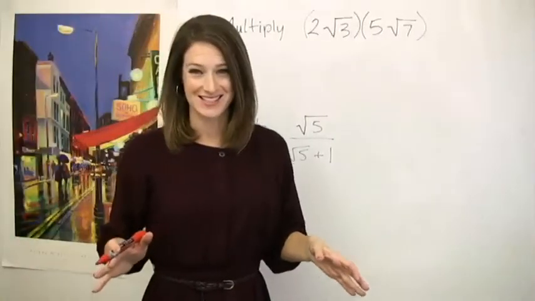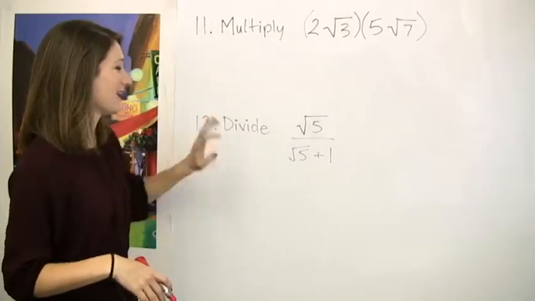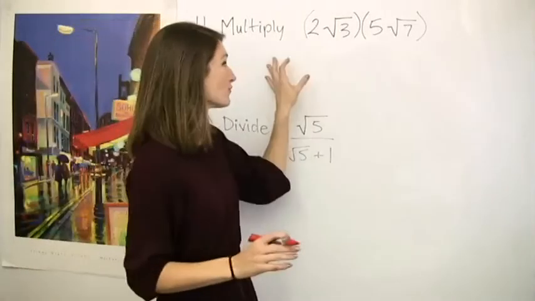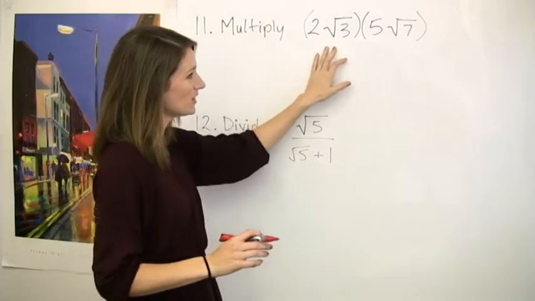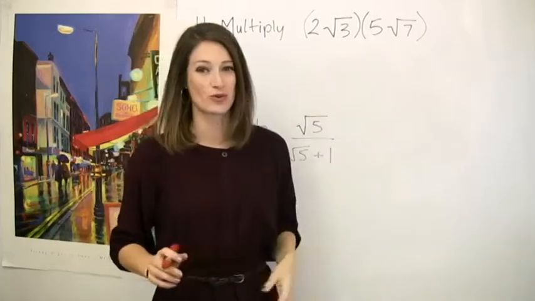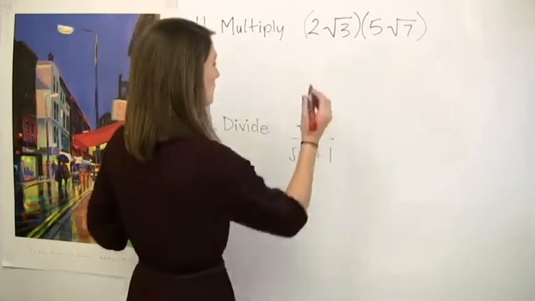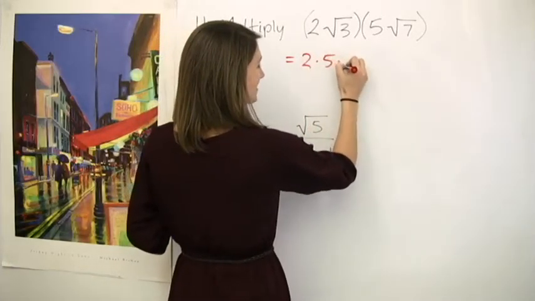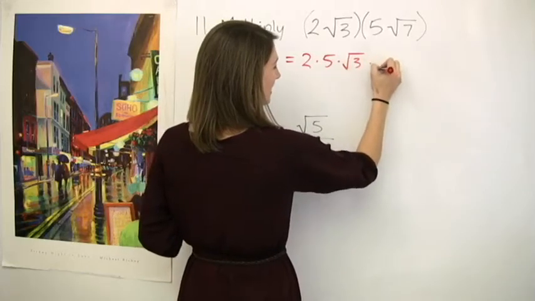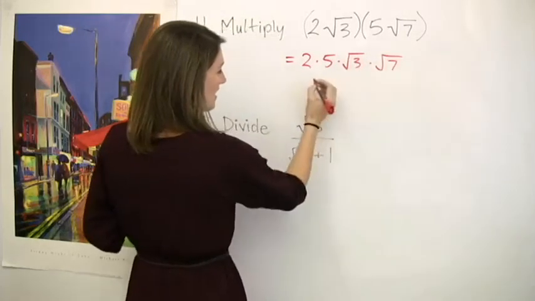The last thing I'd like to discuss is how to multiply and divide radicals. So our first problem, it says multiply 2 times the square root of 3 times 5 times the square root of 7. So we can rewrite this as 2 times 5 times the square root of 3 times the square root of 7. And then simplify.